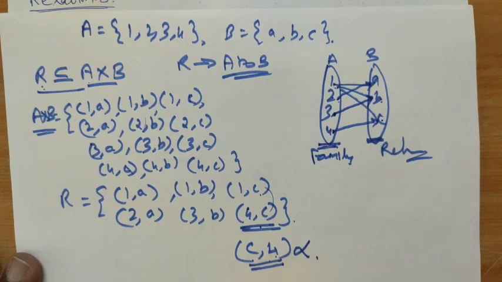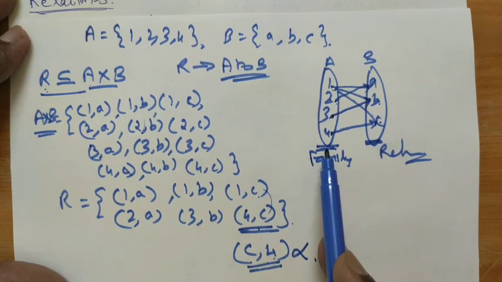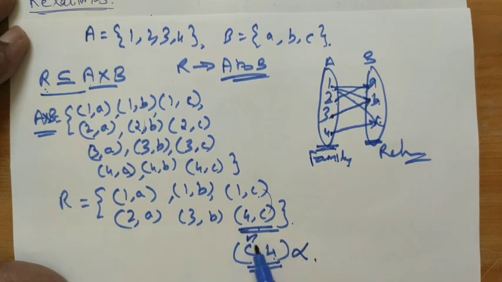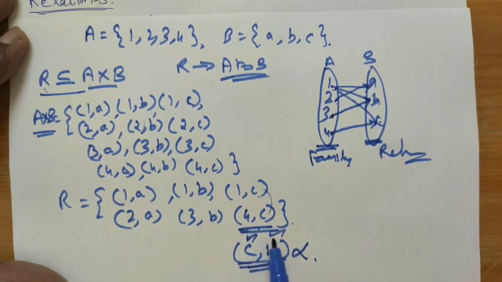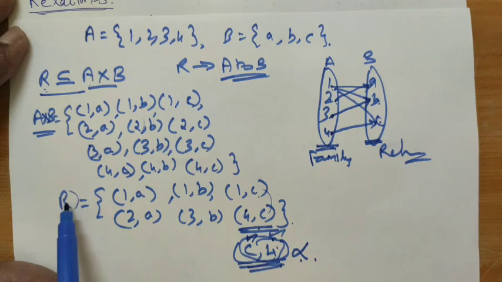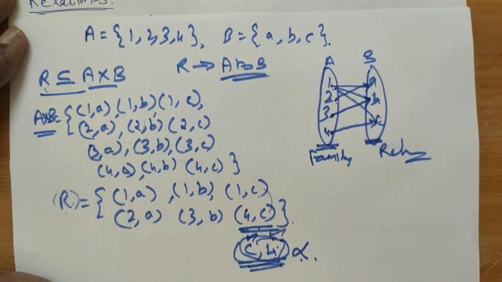Do you understand, students? The first set elements are always in the first place, the second set elements should always be in the second place. But in the second term, see, the term is interchanged, so it is not a relation. So we can say R is not a relation from A to B, right?